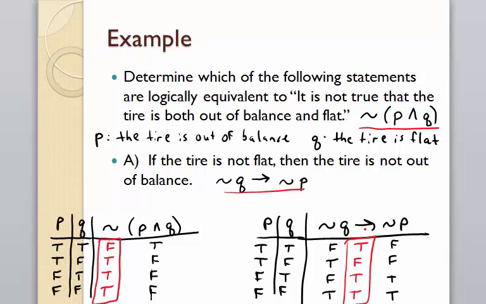Now the question asks us if these are logically equivalent. Remember, they're logically equivalent if both statements have exactly the same values. And we can see that these two do not. We start with an F and we have a T over here. So right there I know that they are not logically equivalent.